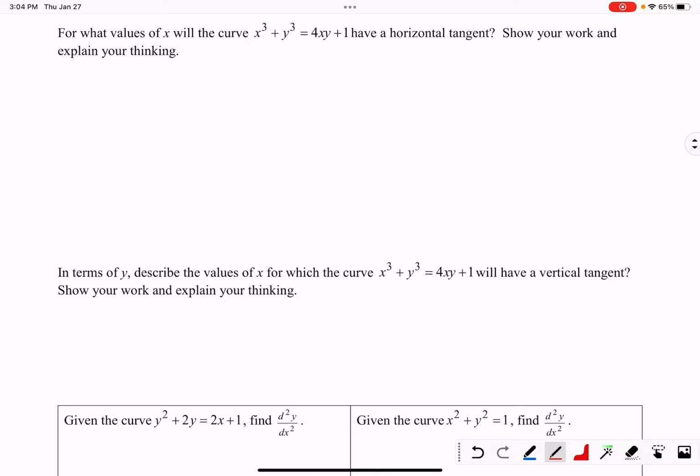All right, guys, let's take a look at this problem. We didn't quite finish this one in class. I'm just going to restart it. I'm going to skip over the implicit differentiation part.